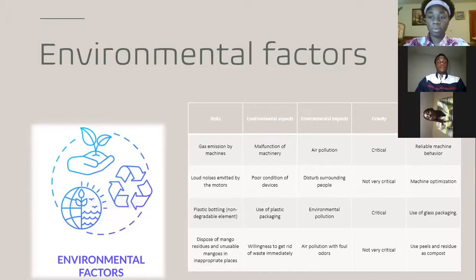Let's take a look at this table. For example, a risk: gas emission by machines. Environmental aspect: malfunction of machinery. Environmental impact: air pollution. Gravity: critical. Reduction of impacts: reliable machine behavior. Second one, plastic bottling. Environmental aspect: use of plastic packaging. Environmental impact: environmental pollution. Gravity: critical. Reduction of impacts: use of glass packaging.